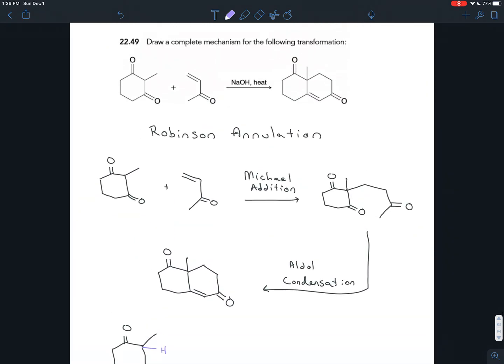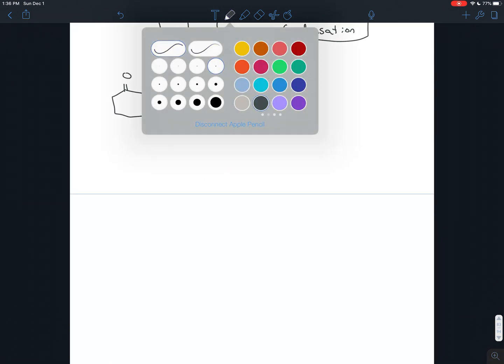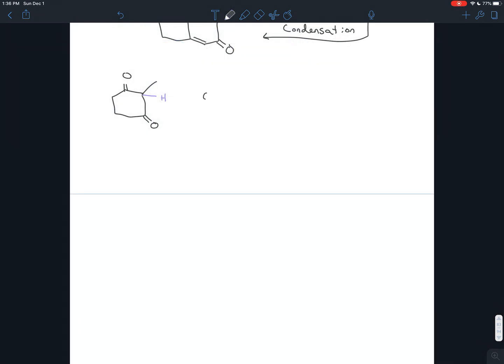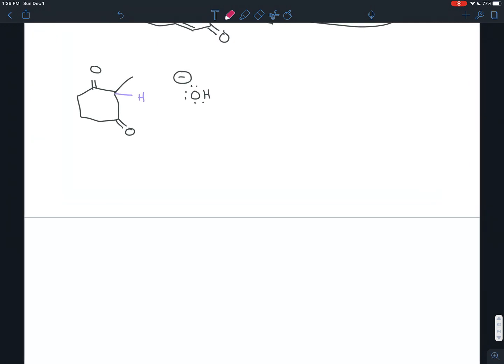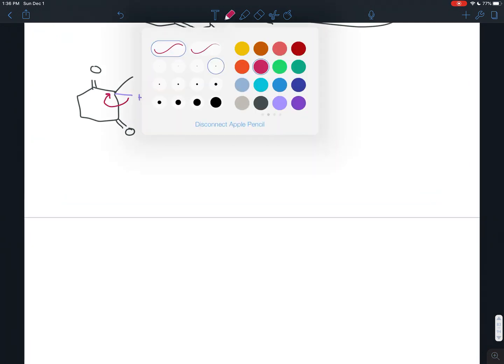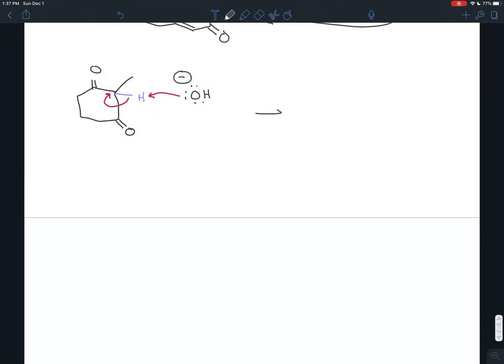That's acidic, and we're treating this with a base. That's the one thing we have. We have a base and heat. So the base, hydroxide, will swoop in, steal the hydrogen. The electrons will snap back onto the carbon there. So that's a proton transfer.